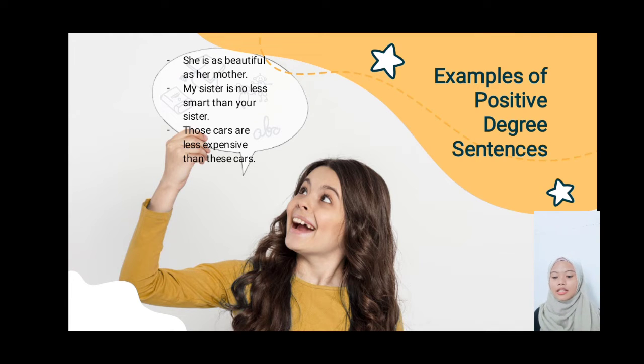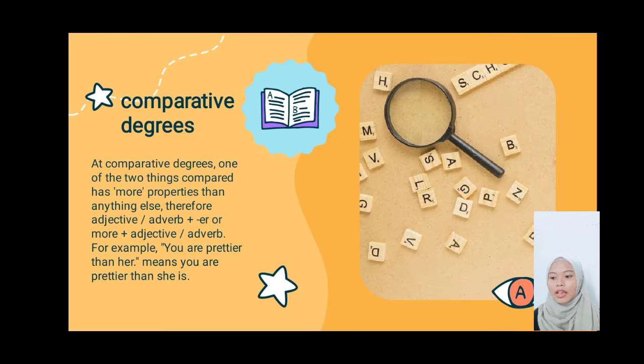The next, we can explain about comparative degree. In comparative degrees, one of the two things compared has more properties than the other. Therefore, adjective or adverb plus er, or more plus adjective or adverb. For example, you are prettier than her means you are prettier than she is.